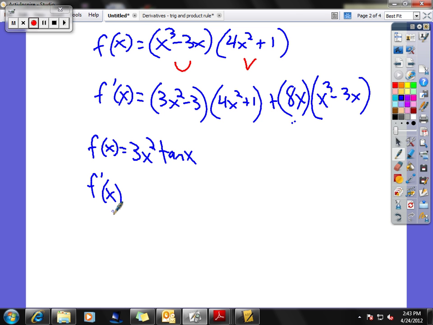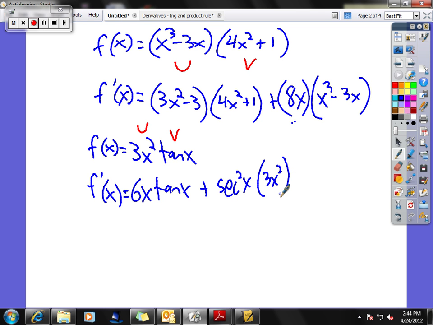Okay, so let's label our u and v. I'm going to call this u and this v. And then u prime is what? 6x, v the way it is, plus v prime is secant squared x times u the way it is. And then let's just take this 3x squared and put it in front. So 6x tan x plus 3x squared secant squared x. Okay?